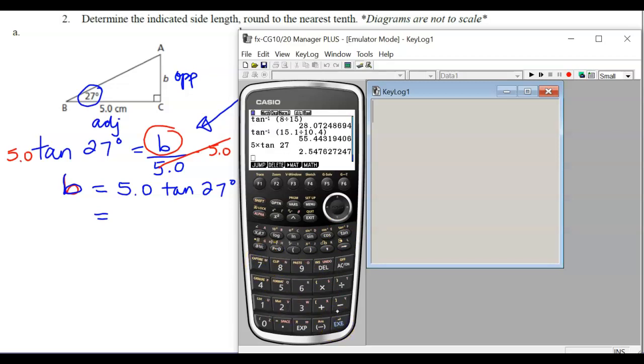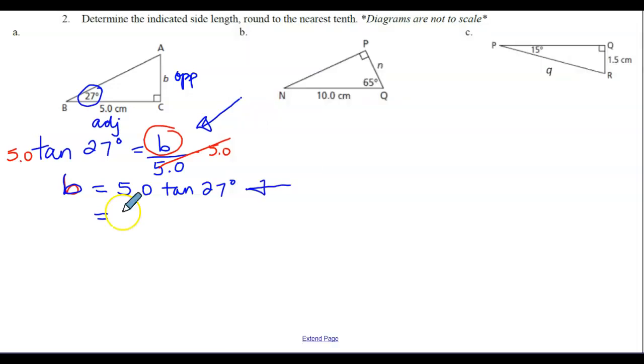Now you can put brackets, but you don't have to. In a TI, the brackets will open for you. It would only be if you're multiplying afterwards that you would have to have the brackets. But now that's 2.5 to the nearest tenth. And whatever units the other side was in. So if it was in centimeters, then you need to use centimeters. Okay. Makes sense in that diagram. They're not to scale, but with 27 degrees, that's a pretty small angle. And so the opposite side should be smaller than the adjacent side.